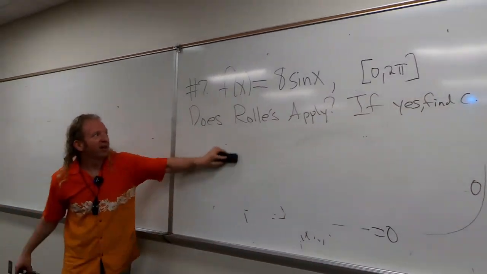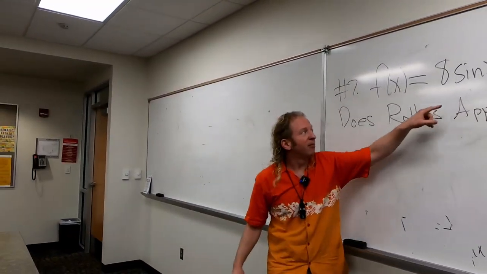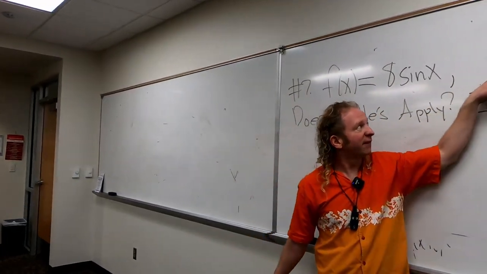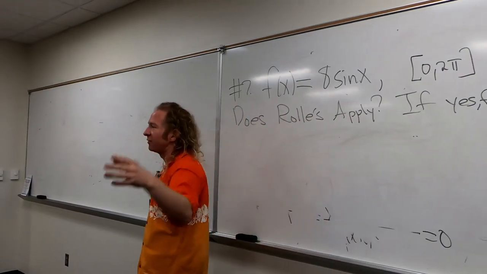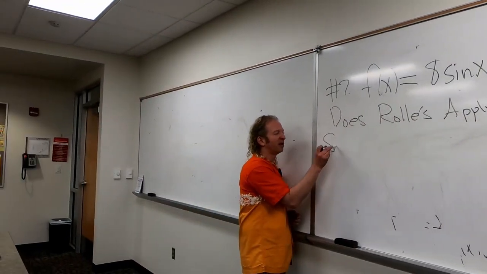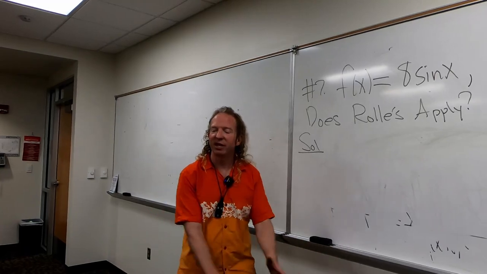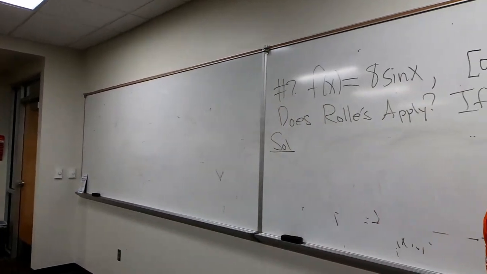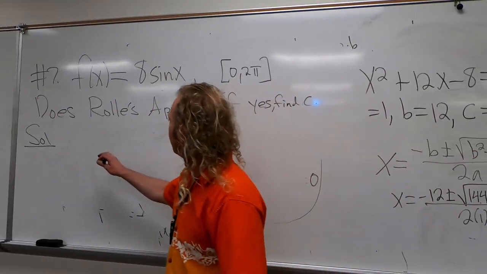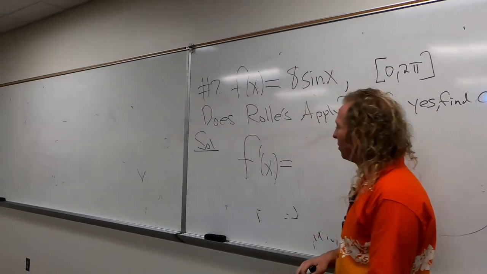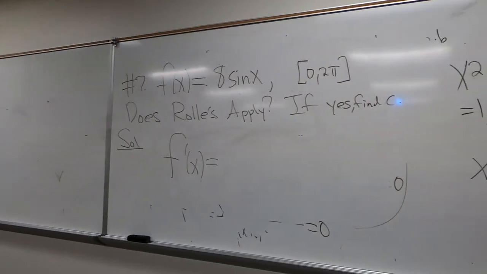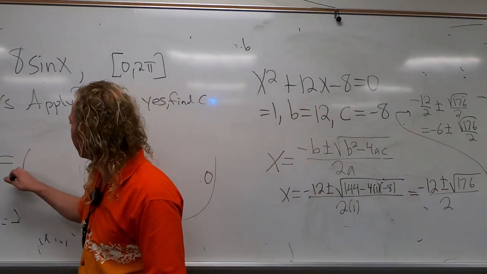So I think Rolle's should apply. It's continuous, it's differentiable, and if you plug in both of these numbers, you should get 0. Sine of 0 is 0, sine of 2 pi is 0. So all we have to do is take the derivative and set it equal to 0. All right, so let's do it. So f prime of x is 8 cosine x.